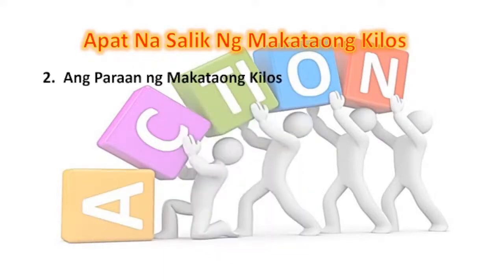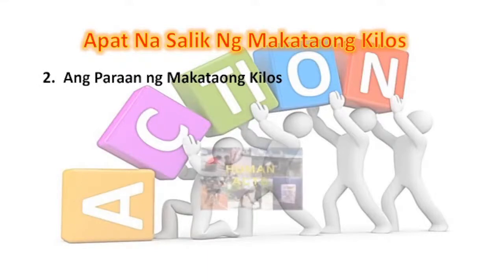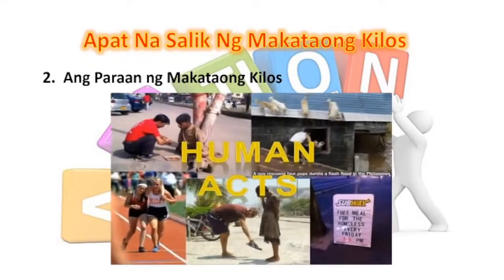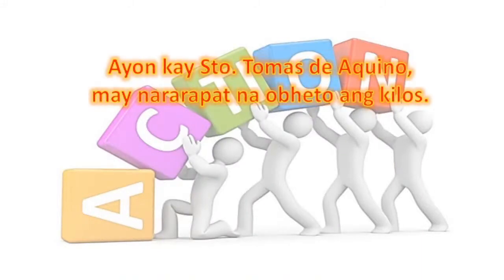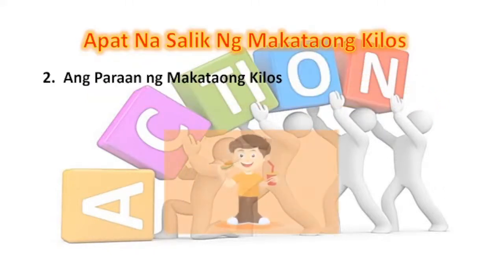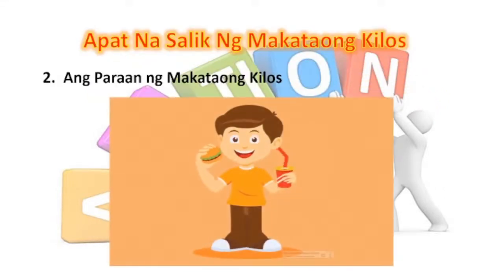Ang paraan ng makataong kilos ay ang panlabas na kilos na kasangkapan o paraan upang makamit ang layunin. Ayon kay Santo Tomas de Aquino, may nararapat na objektibo ang kilos. Halimbawa, sa kilos na kumain, ang objektibo ay makakain. Ngunit, kung kakain ka ng bato, ito ay masama dahil hindi kinakain ang bato.